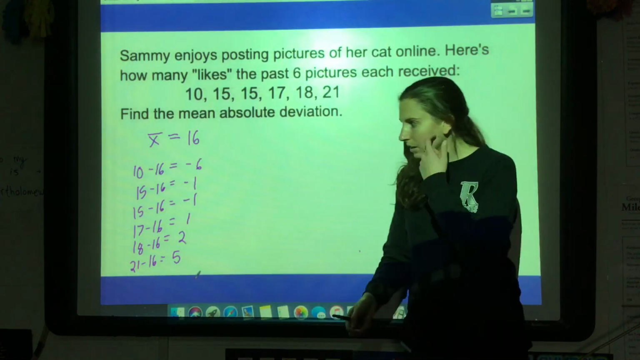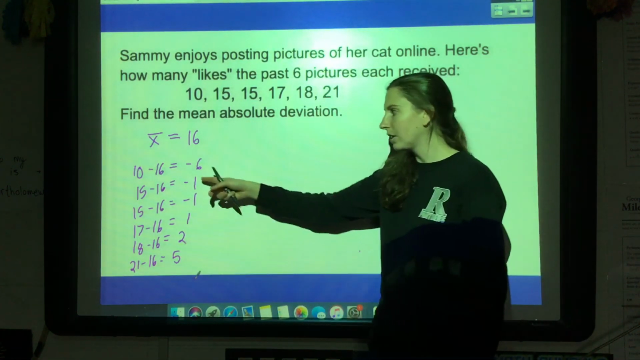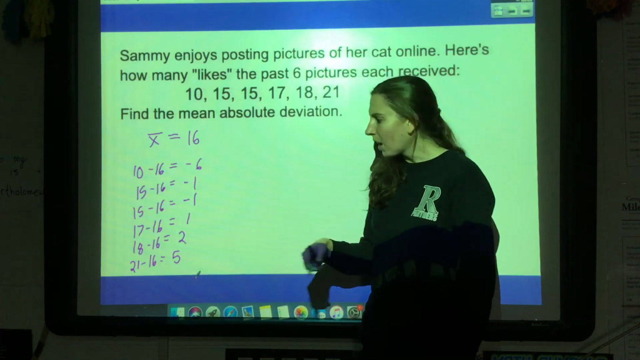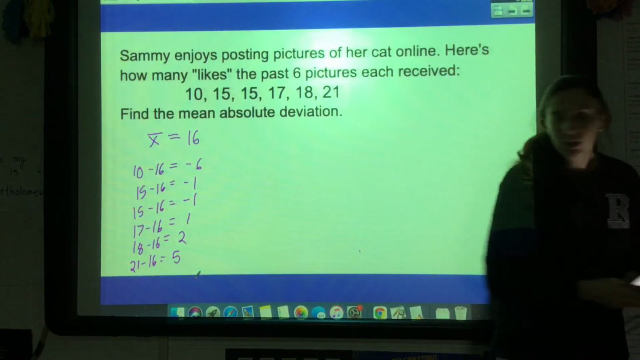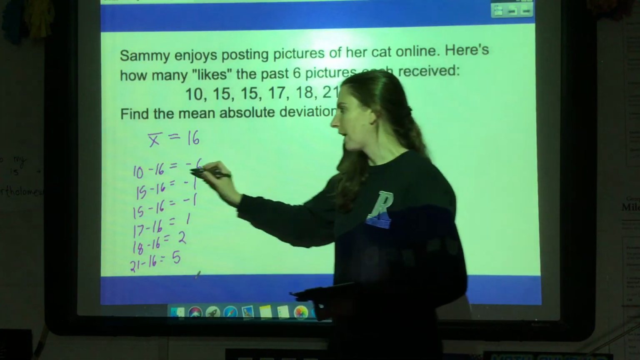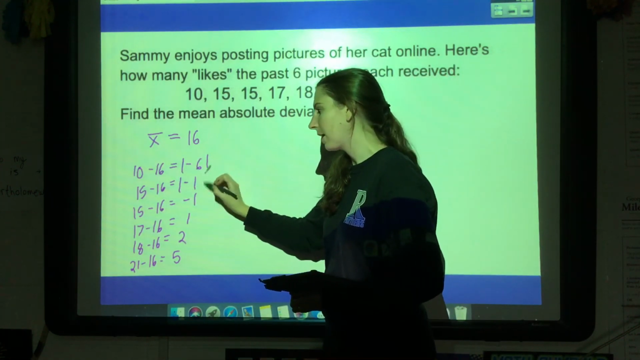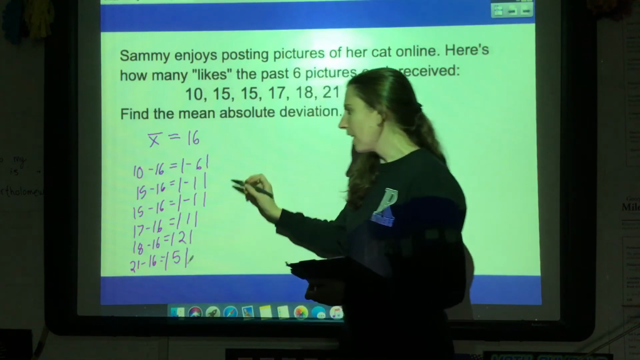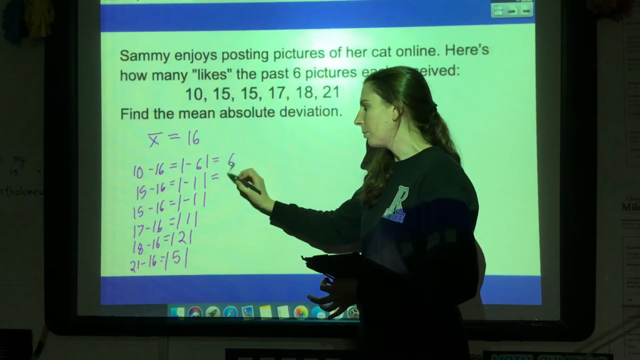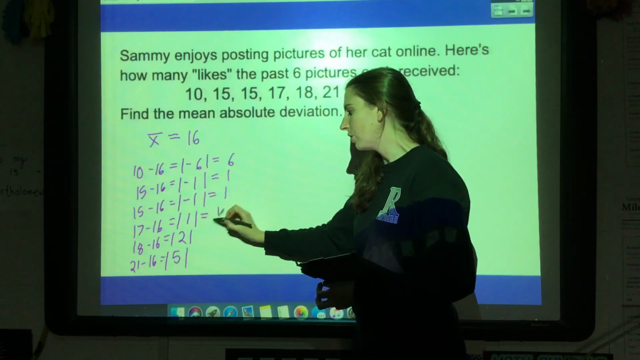Basically what this tells me is how far each of them are from the mean. Also, it doesn't matter if they're positive or negative, so what we do is take the absolute value of each of them just to make them positive. So the absolute value would be positive 6 and positive 1 and positive 1, and these just stay the same.